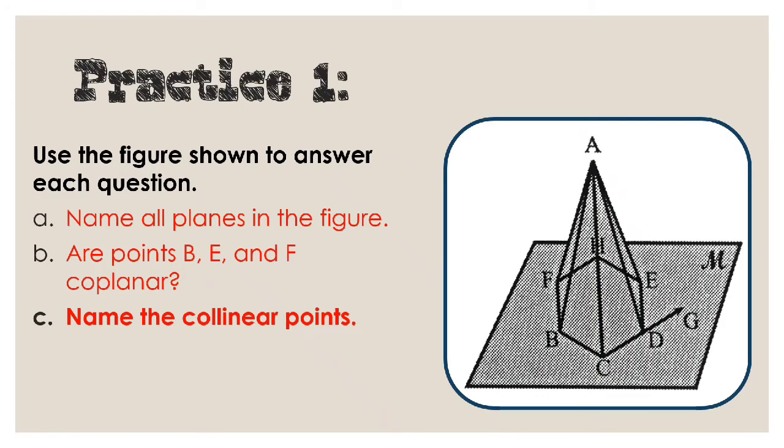So last, name the collinear points. Again, what is a collinear point or points? Yes, points that lie on the same line. So in the figure, where are those points that lie on the same line? Okay, that's it. Points C, D, G. They are the collinear points that we are looking for.